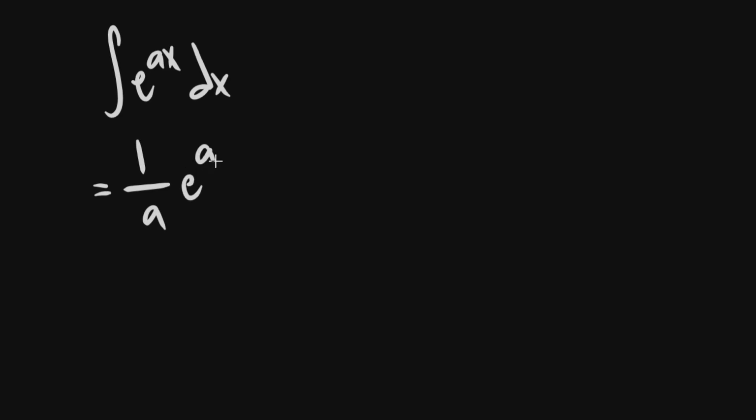Hello everyone, today I'll be teaching you how to integrate the integral of e raised to ax dx. When integrating this type of problem, you need to keep in mind what the letter next to d is. Since the letter next to d is x, we should only integrate the x part, and consider the a as a constant. So when integrating this, you should follow this formula: 1 over a, e to the ax.